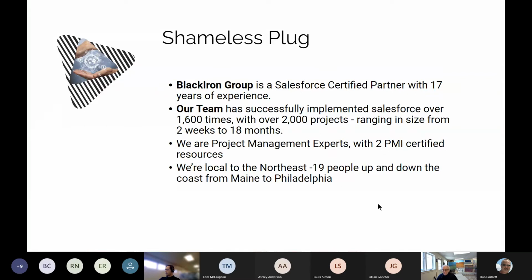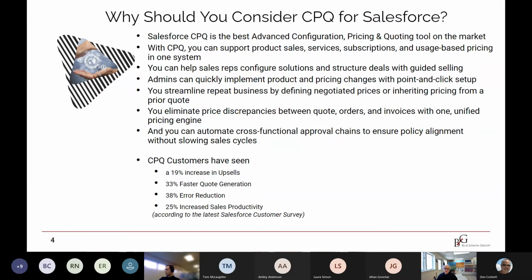With that, what we're talking about today is CPQ and why you should consider CPQ. Salesforce bought it a couple of years ago, 3 or 4 years ago now, 5 years ago. It used to be called SteelBrick. It's a very specific niche product for people that have really complex quoting requirements.